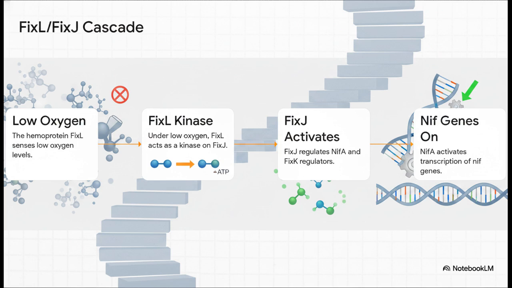Well, this genetic regulation acts exactly like a line of biological dominoes. It's an elegant if-then sequence. If oxygen is low, then the FixL hemoprotein senses it and activates. If FixL activates, it acts as a kinase to turn on FixJ. If FixJ is activated, then it switches on transcriptional regulators like NIF-A and FixK. Ultimately, that final domino signals the NIF genes to start building the nitrogenase engine. It's brilliantly simple. The system absolutely guarantees that the cell only spends its precious energy building the highly sensitive nitrogenase enzyme when the environment is 100% confirmed to be safe from toxic oxygen.